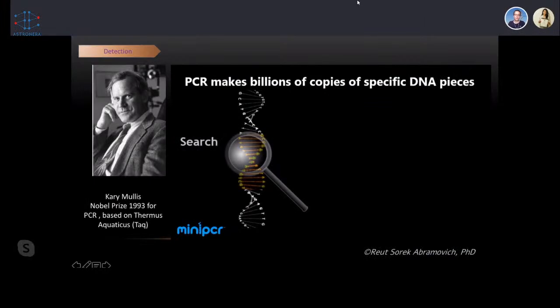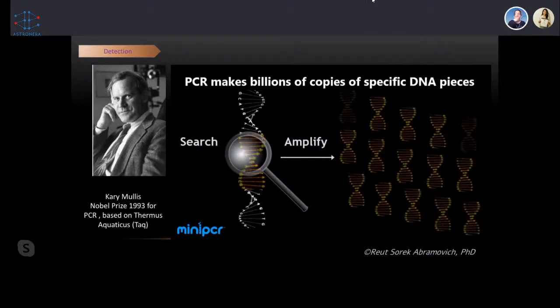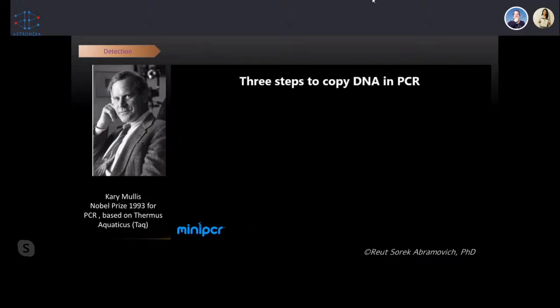PCR is a powerful technique that allows us to make billions of copies of specific pieces of DNA. The first step in PCR is to open up the two strands of DNA to expose the genetic information encoded by the nitrogen bases, A, C, T, and G.